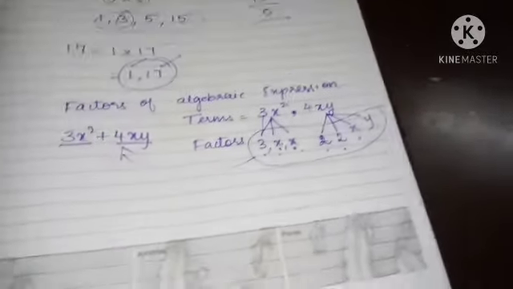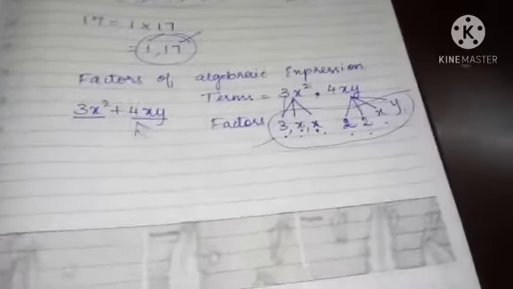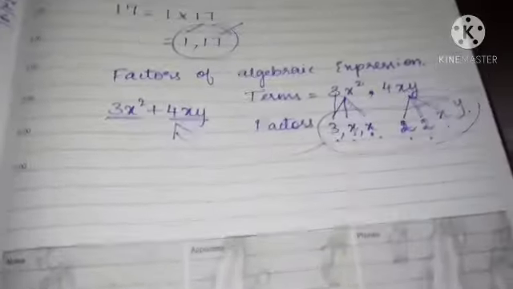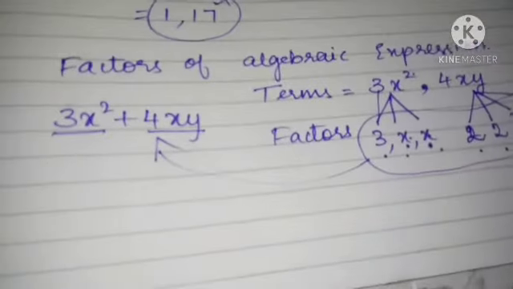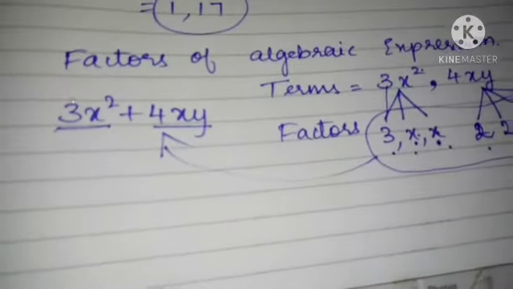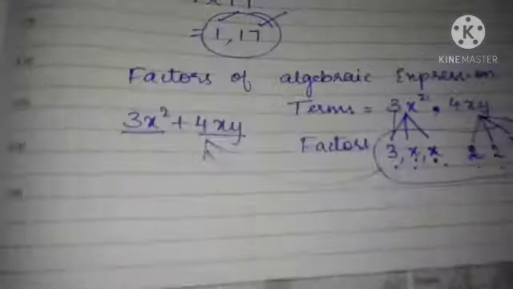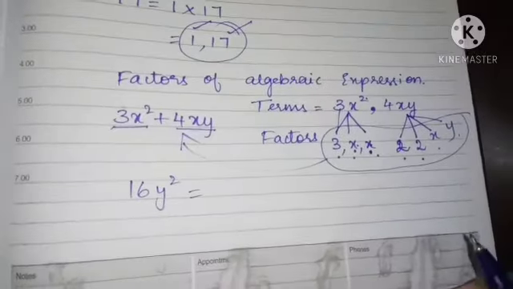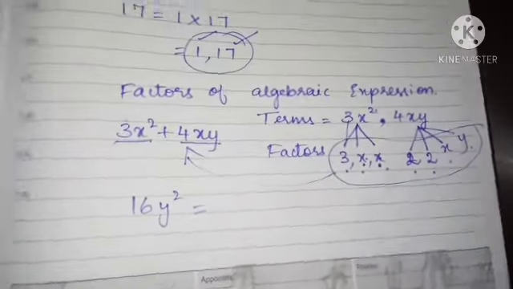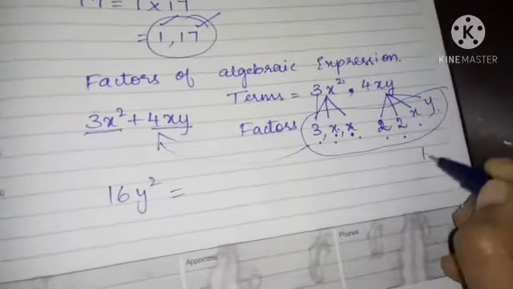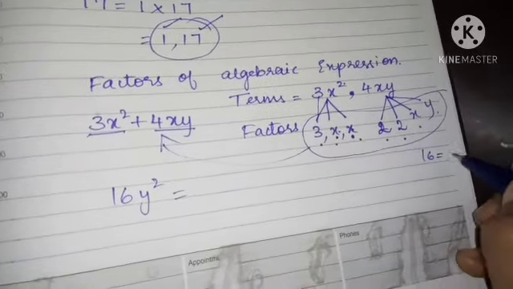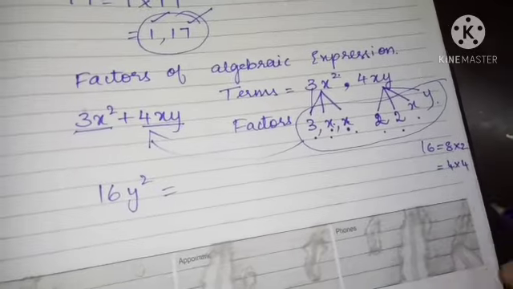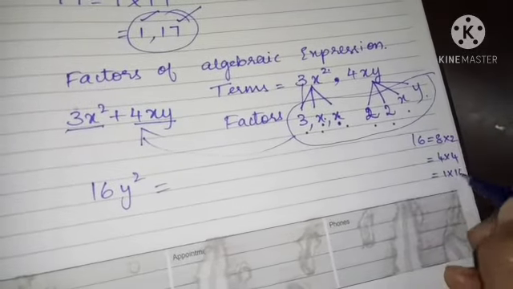So once they ask you the factors of the expression, first you separate them into two terms, then you write them as the product of every number. So, for example, now listen, 16y square is there. You should find the factors of this term. First, you should factorize the 16. How will you write 16? 8 2s are 16, right? Next, 4 4s are 16. Then 1 16s are 16.